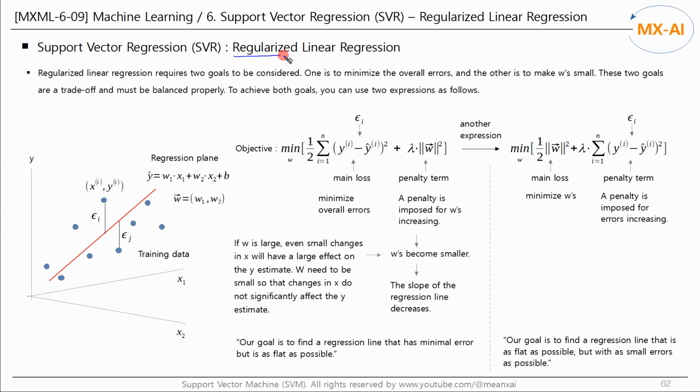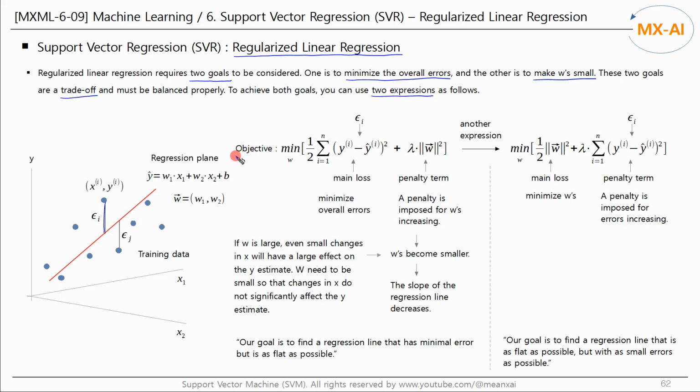Let's consider a regularized linear regression problem. Regularized linear regression requires two goals to be considered. One is to minimize the overall errors, and the other is to make W's small. These two goals are a trade-off and must be balanced properly. To achieve both goals, you can use two expressions as follows. This is a regression line or plane, and epsilon is the error of each data point.